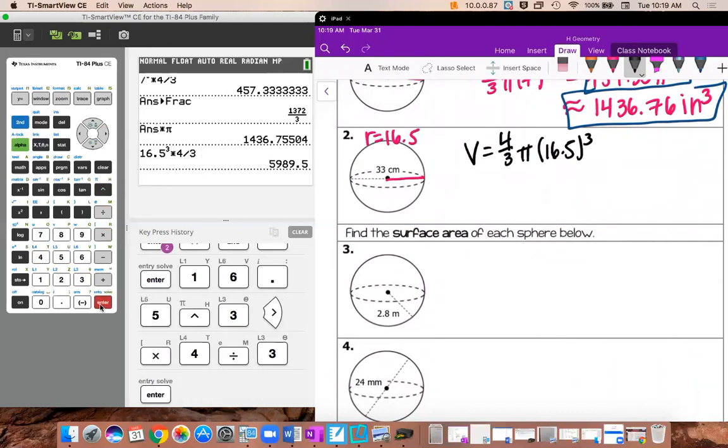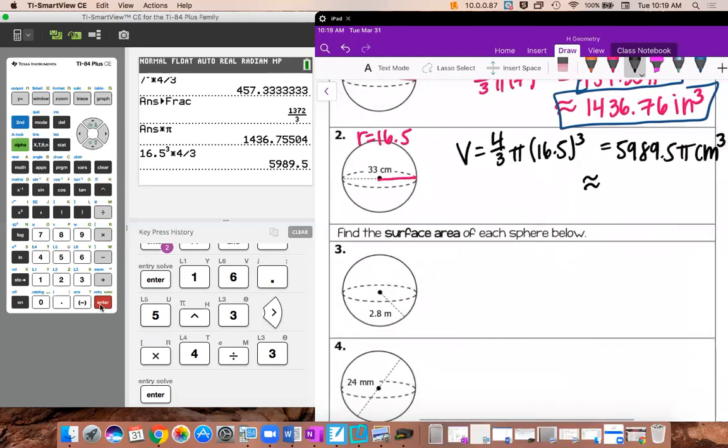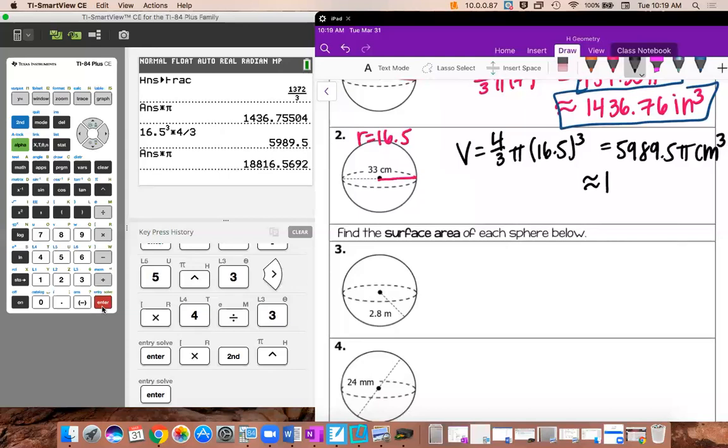Okay, so if we're going to leave it in pi form, we get 5,989.5 pi centimeters cubed. And then remember, if we want to make it estimated, we just multiply by pi. So this takes this answer, multiplies by pi, so it's 18,816.57 centimeters cubed, rounding up.